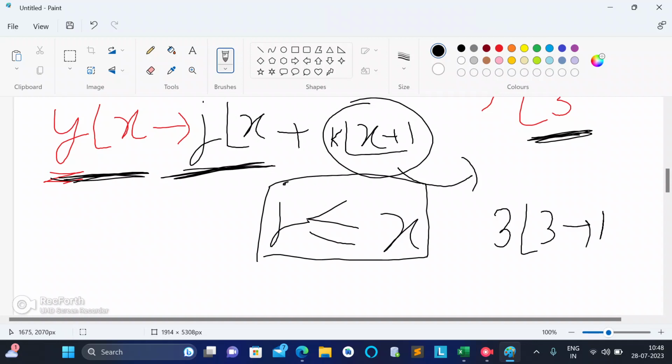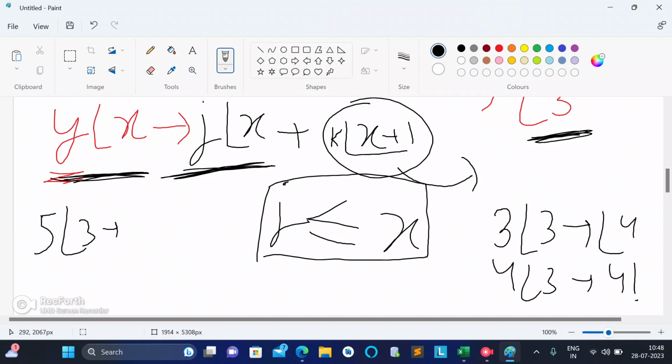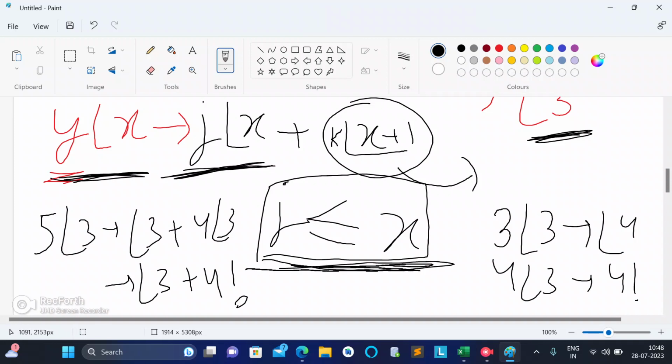The reason being, I can't convert 3 into 3 factorial into 4 factorial, but I can convert 4 into 3 factorial into 4 factorial. I can also convert 5 into 3 factorial in terms of 3 factorial plus 4 into 3 factorial, which is actually 4 factorial, with some terms remaining, plus 4 factorial. So I can say the maximum value of j can be x.